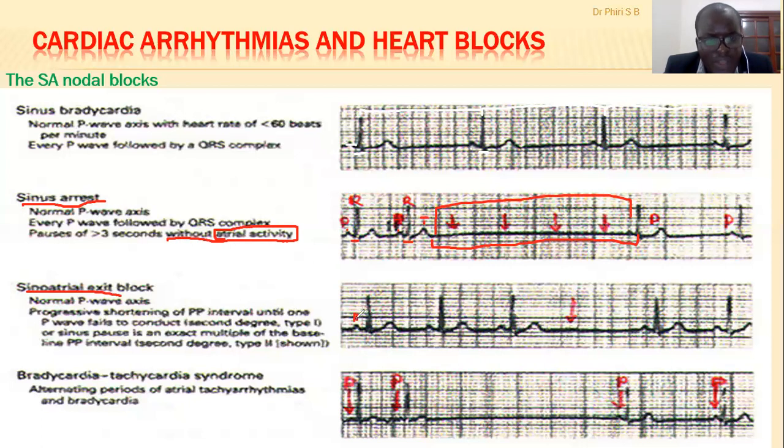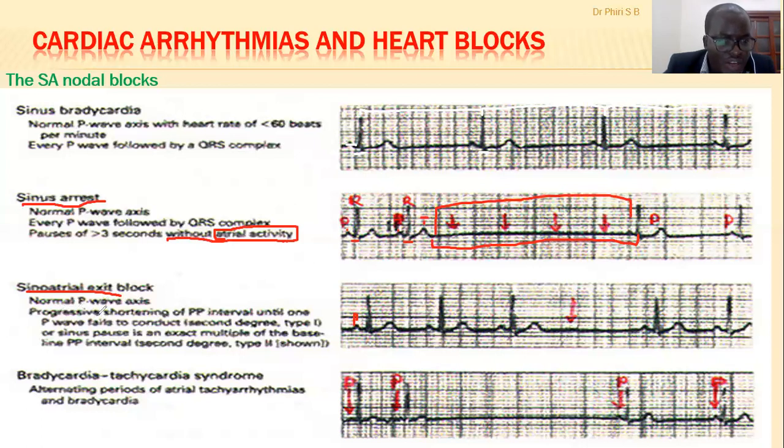So remember, once the SA node fires an action potential, it's going to stimulate the nearby myocardial cells that will be able to depolarize the other myocardial cells or the atria because they have gap junctions. So they don't need those conductive systems. So once there is a firing of an action potential within the SA node, it will be able to be passed to the atria. So you're going to have a normal P wave axis.